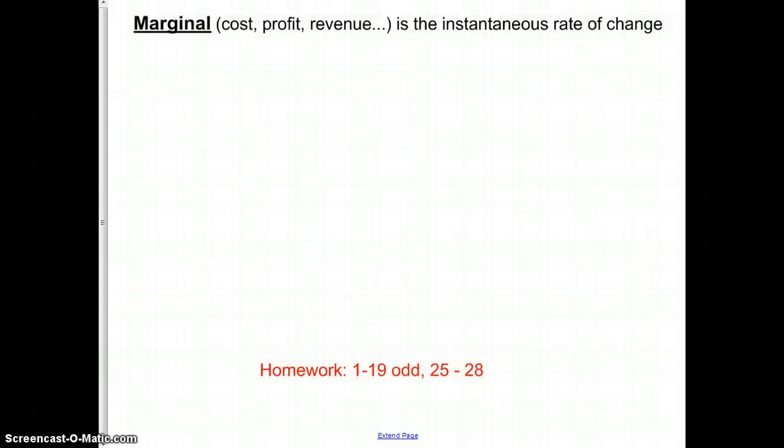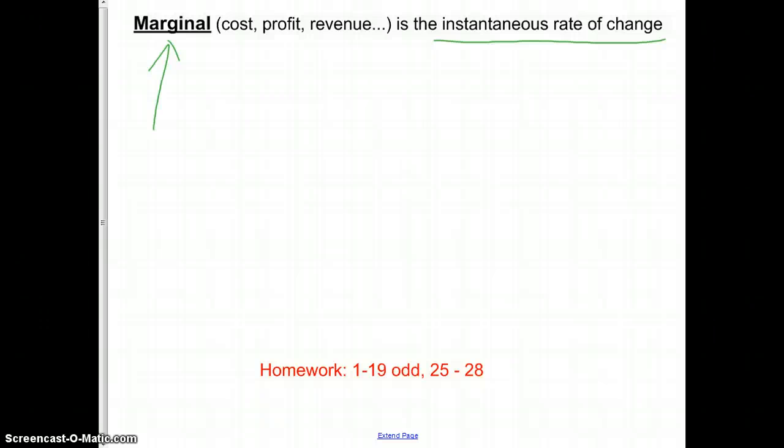All right, the last thing is just a definition. I've talked about this before. This term, marginal, whether it's marginal cost, marginal profit, marginal revenue. Once you see that term, we're talking about an instantaneous rate of change. So if it was marginal cost, it would be the instantaneous rate of change of cost. So how much is it costing to produce this extra item? If you're making 30 items, what's the cost to make the 31st item? So it's an instantaneous rate of change for whatever the item is, cost, profit, revenue.